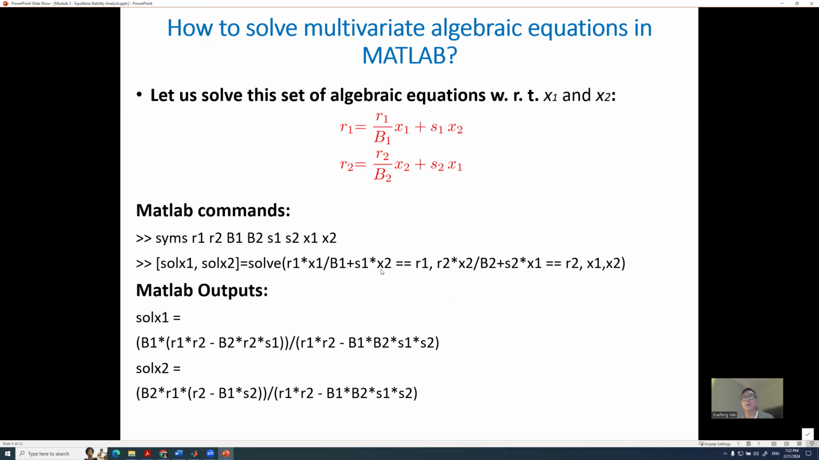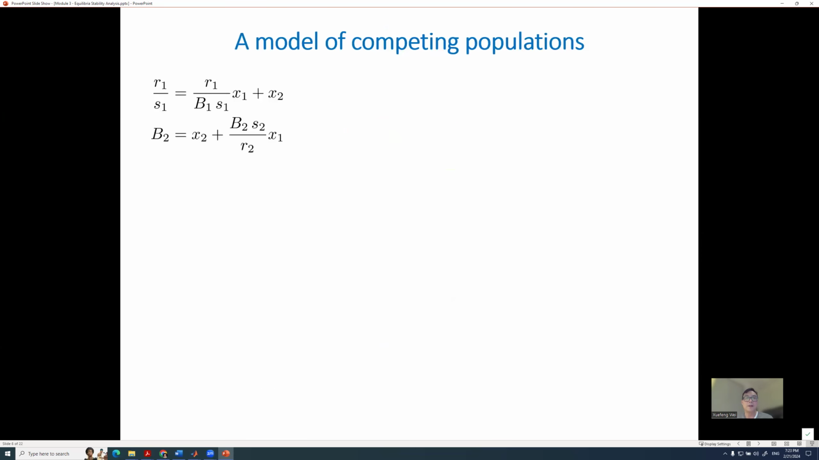We put both equations there. Notice that here we use equal to indicate they are equations. And then here we indicate x1 and x2 are the two variables we're trying to solve. The solution will be returned as solution x1 and solution x2. These are the outputs when you run this command. Great. We can solve this either by hand calculation or using MATLAB.